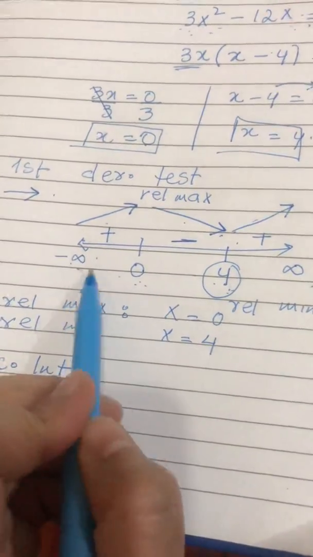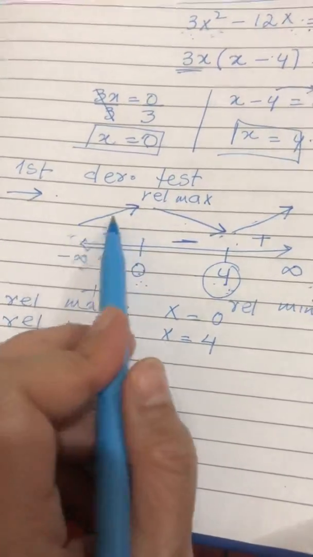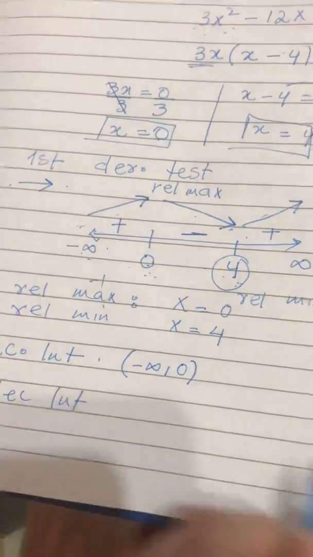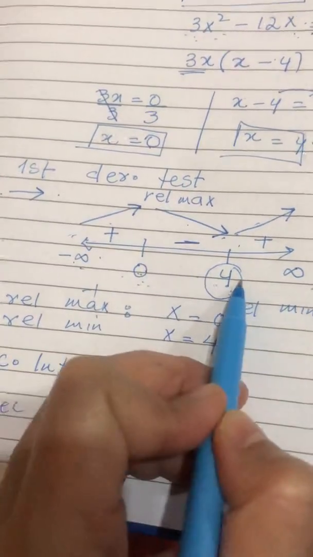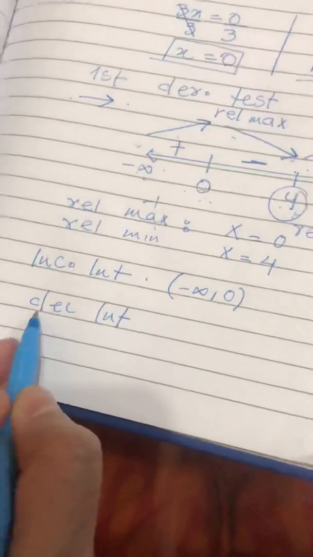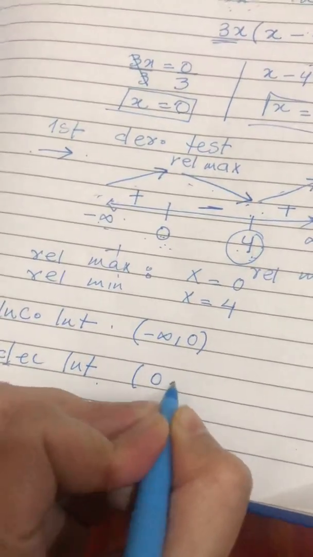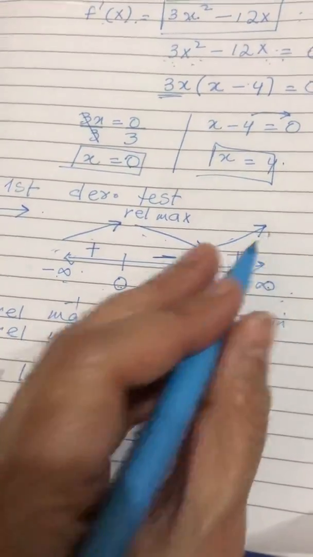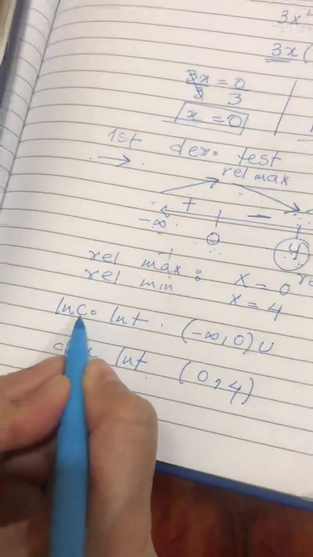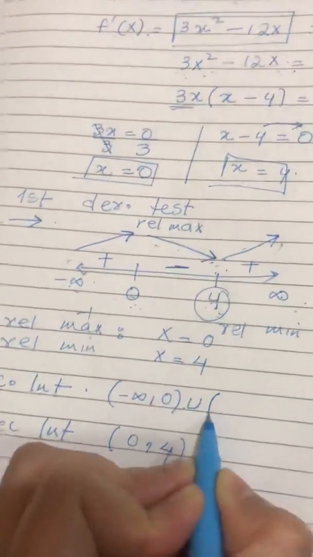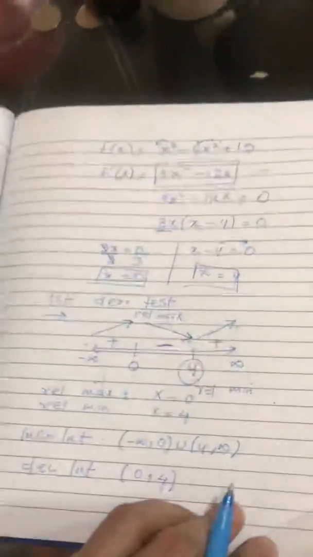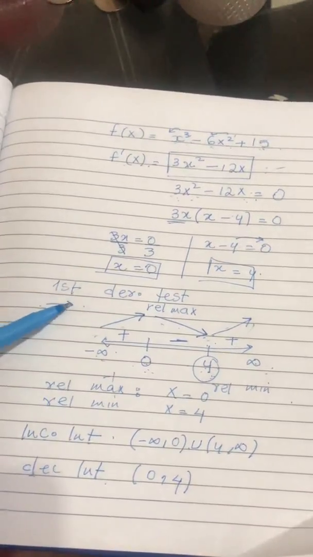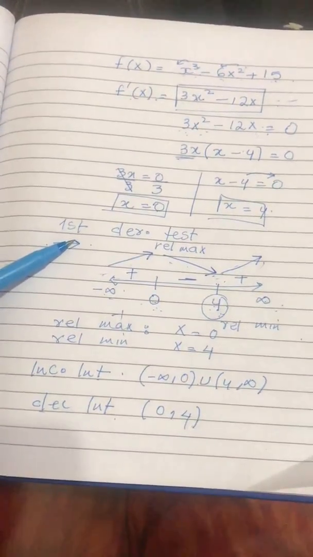Here, from negative infinity till 0 the graph is increasing, so you will write negative infinity comma 0. After that, from 0 till 4 the graph is decreasing, so in the decreasing interval you will write 0 till 4. Now, from 4 to infinity the graph is again increasing, so you will write 4 till infinity in the increasing interval. Hence, we can find the critical numbers and apply the first derivative test.